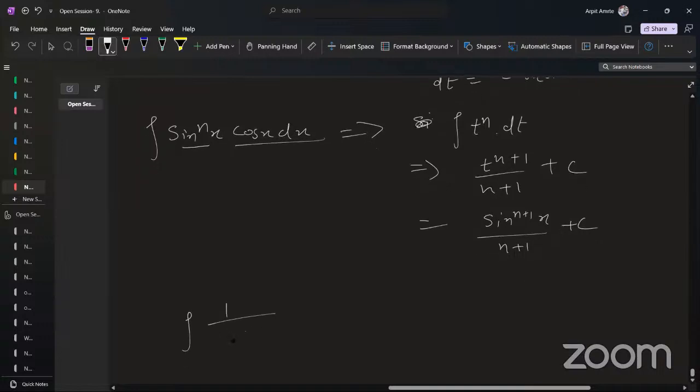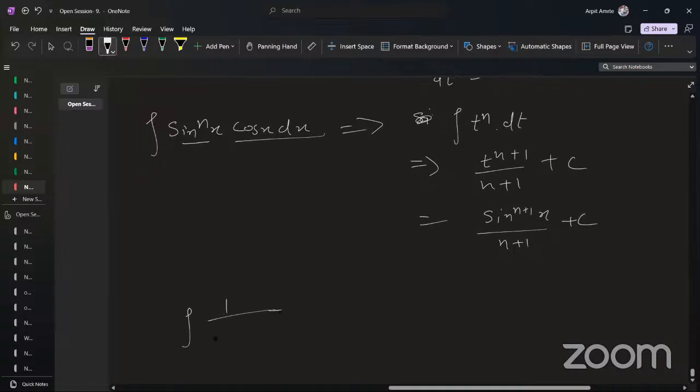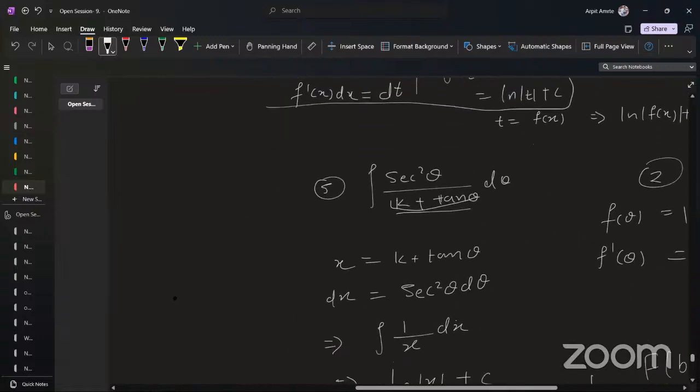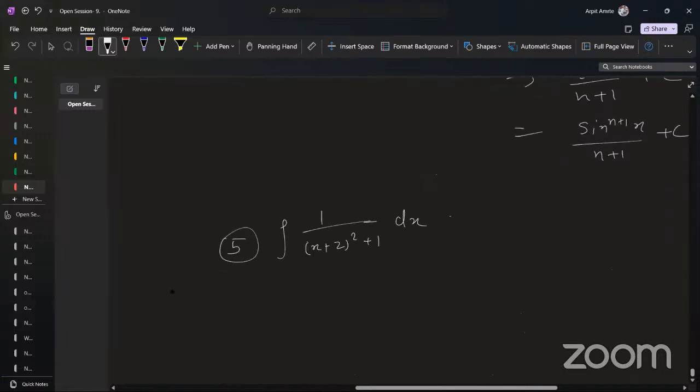Okay, let me give you an example. 1 upon (x plus 2) whole square plus 1. Just solve this dx. Fifth is done, so this is the sixth question. Just solve this. You have again 2 minutes. How will you solve it?